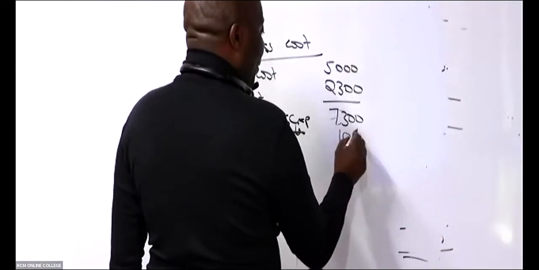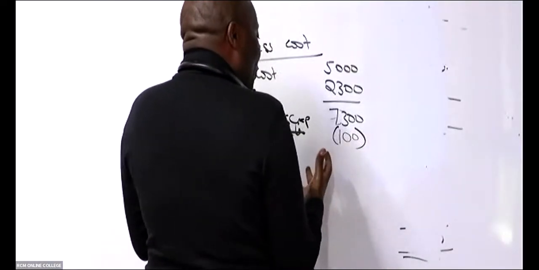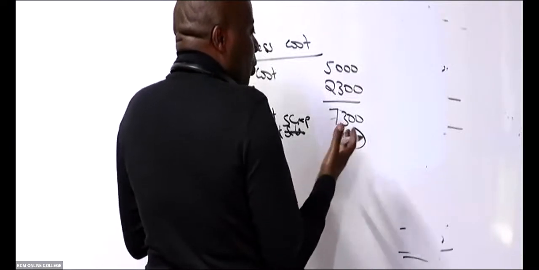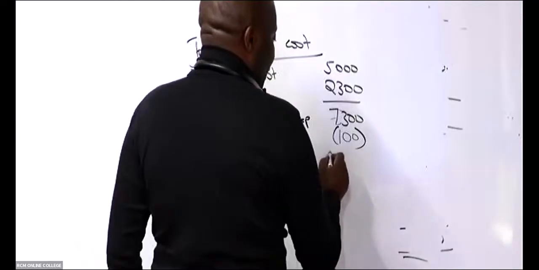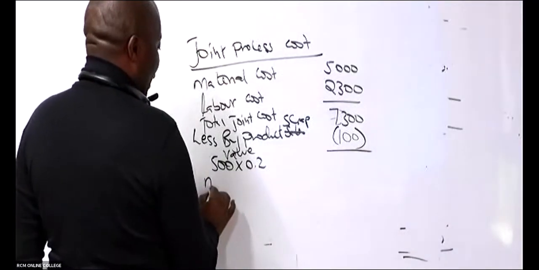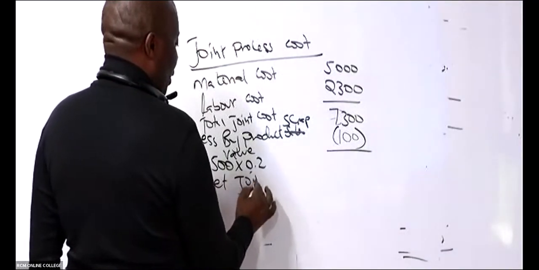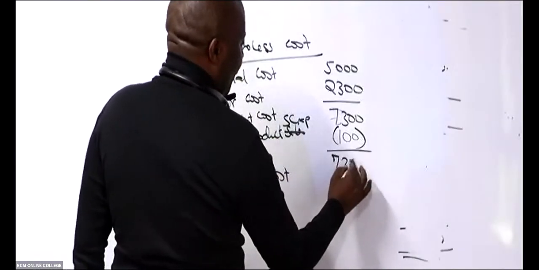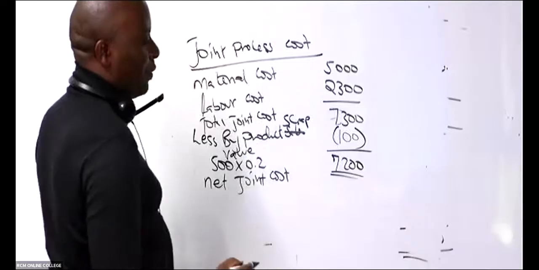So remember, the byproduct relieves you. It reduces your total cost. So in this case, the net joint costs for apportionment come to 7,200.